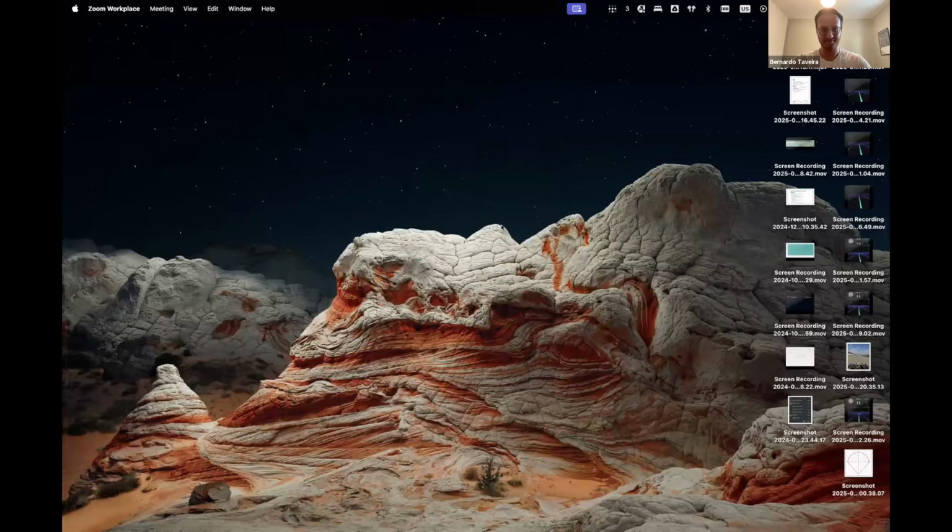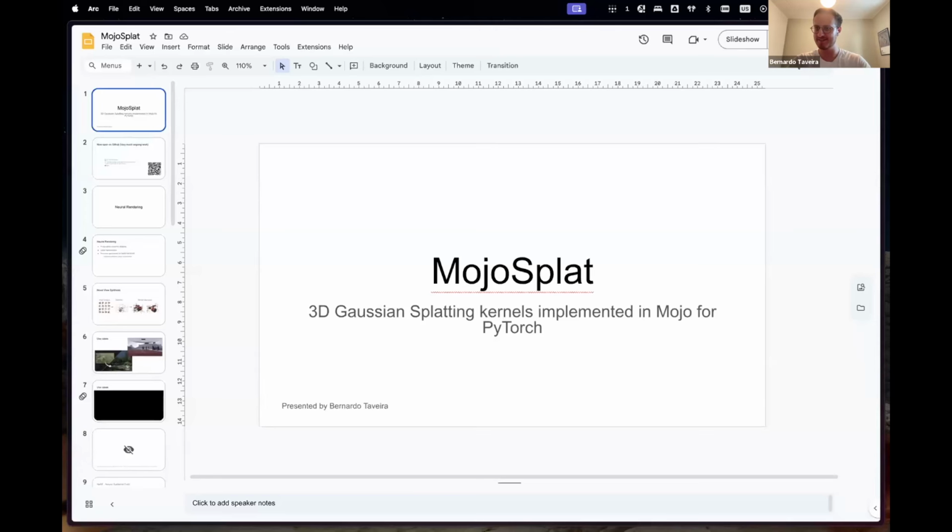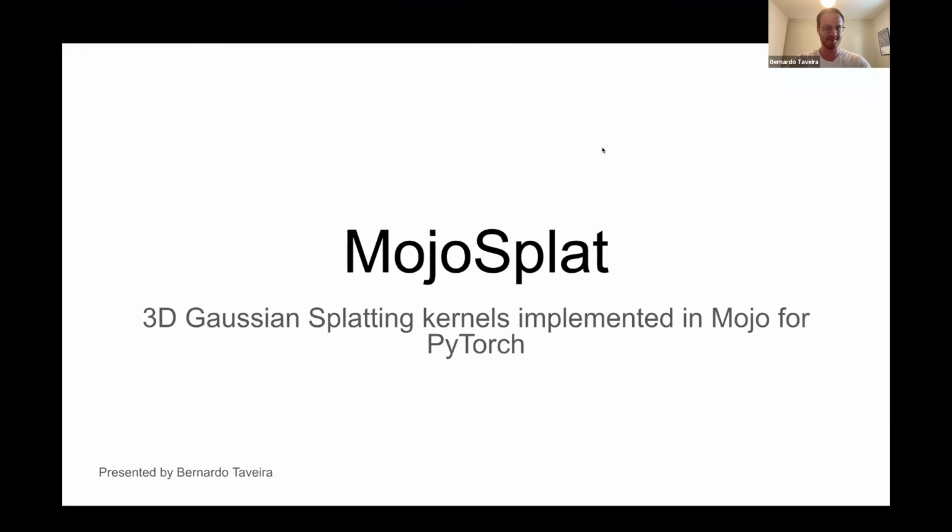Yep, sounds perfect. So let me just share my screen as well. Hopefully you can see my screen. Can you just confirm that you can see the screen? Yep, we can see it great. Perfect.